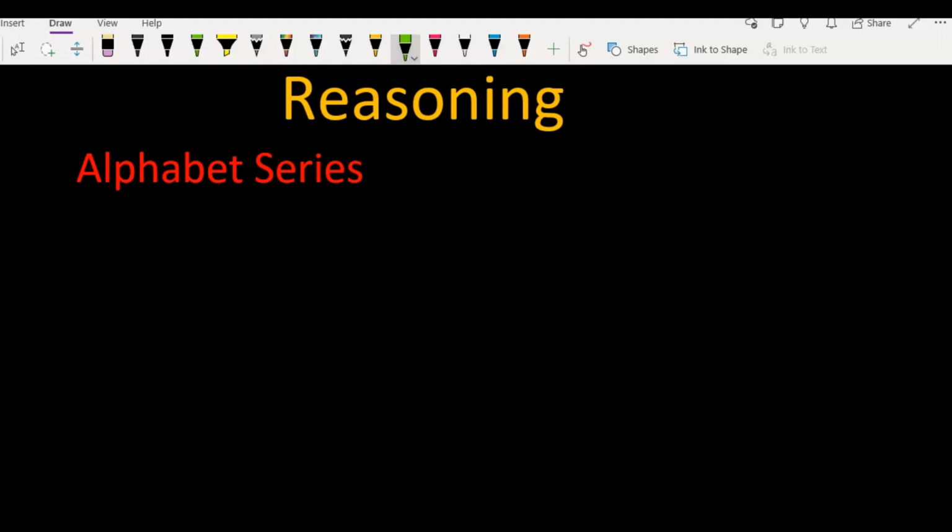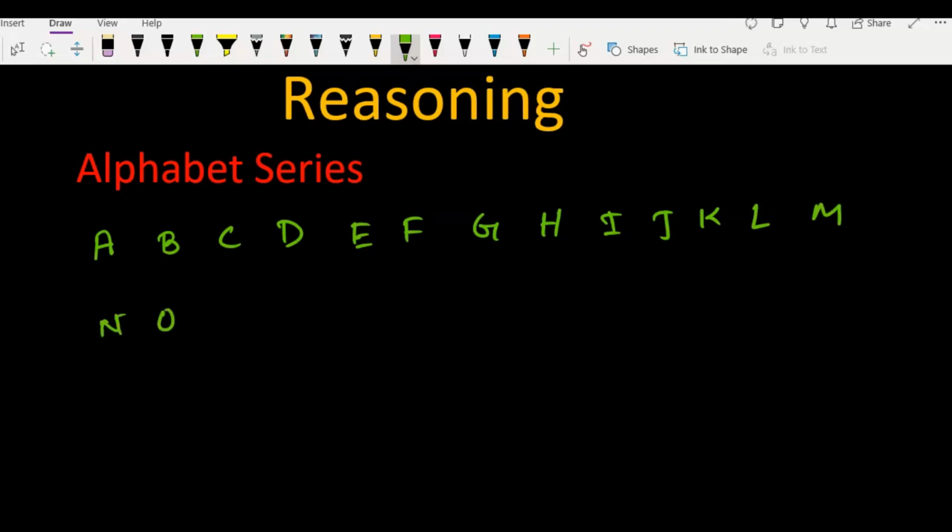Before you can do the problems of alphabet series, you have to know the place values of the alphabets. So how many alphabets are here? We have 26 alphabets. A, B, C, D, E, F, G, H, I, J, K, L, M, N, O, P, Q, R, S, T, U, V, W, X, Y, Z. We all know that we have 26 alphabets. Now you can number them. So what are their place values?